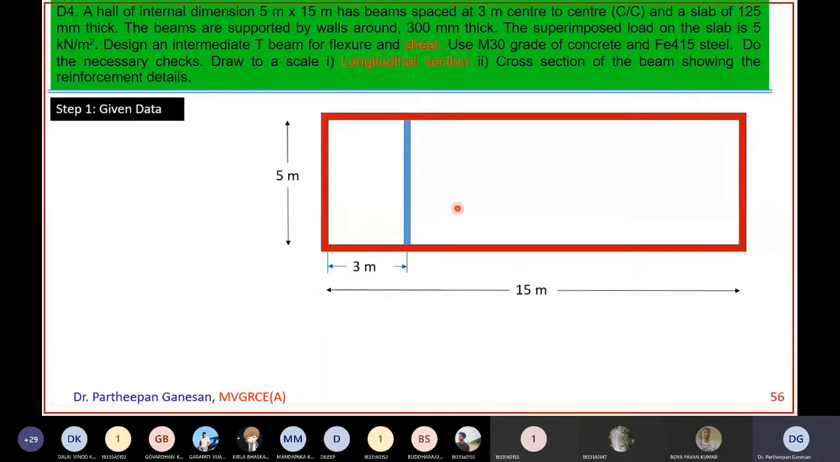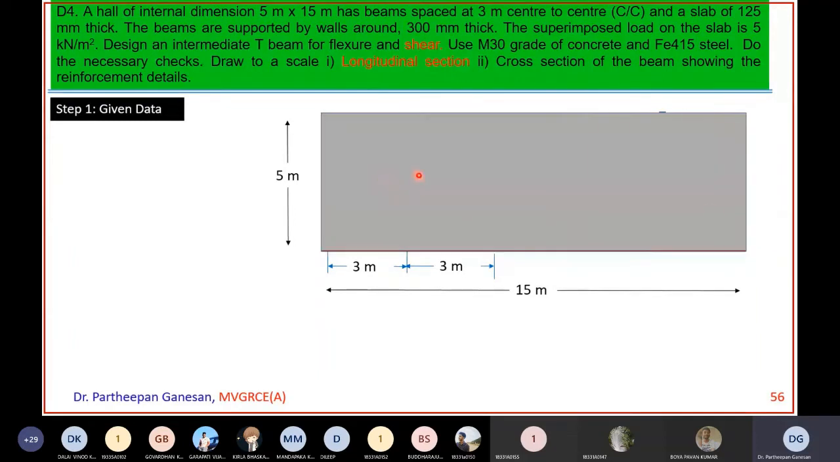This is one beam, another 3 meter, another beam; in the next 3 meter another beam; in the next 3 meter another beam is there. So you have 3, 6, 9, 12, 15. Total center to center is 15 meters. Now to provide the slab, you have to provide a beam at every 3 meters. So 3 meters center to center. After this it will be covered with slab.